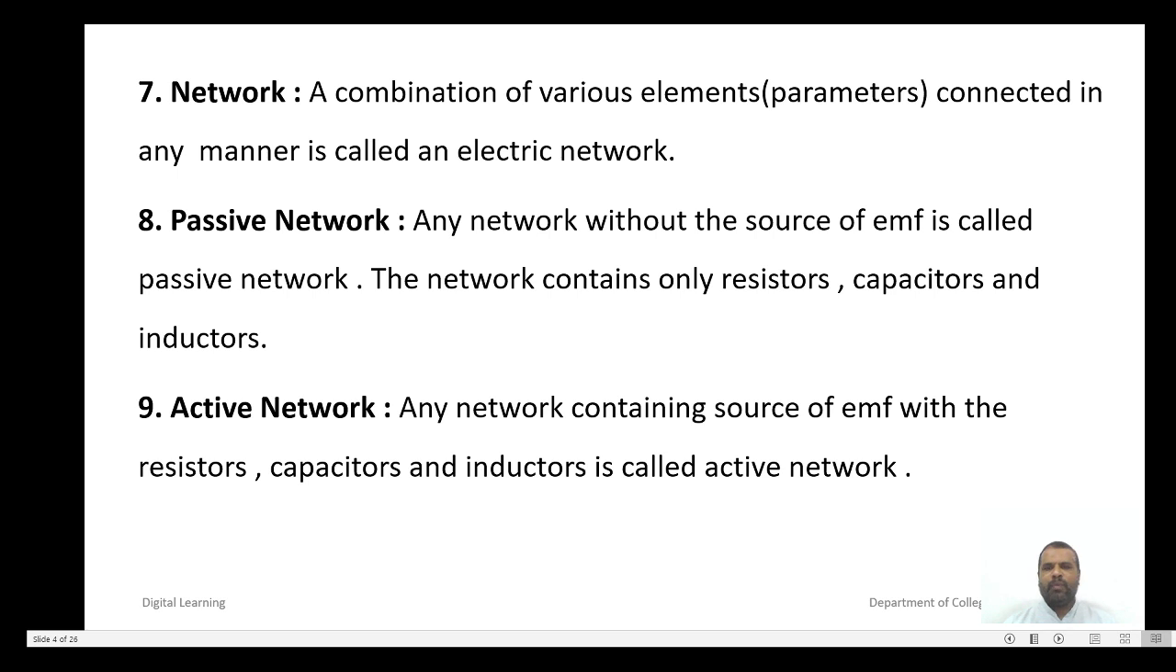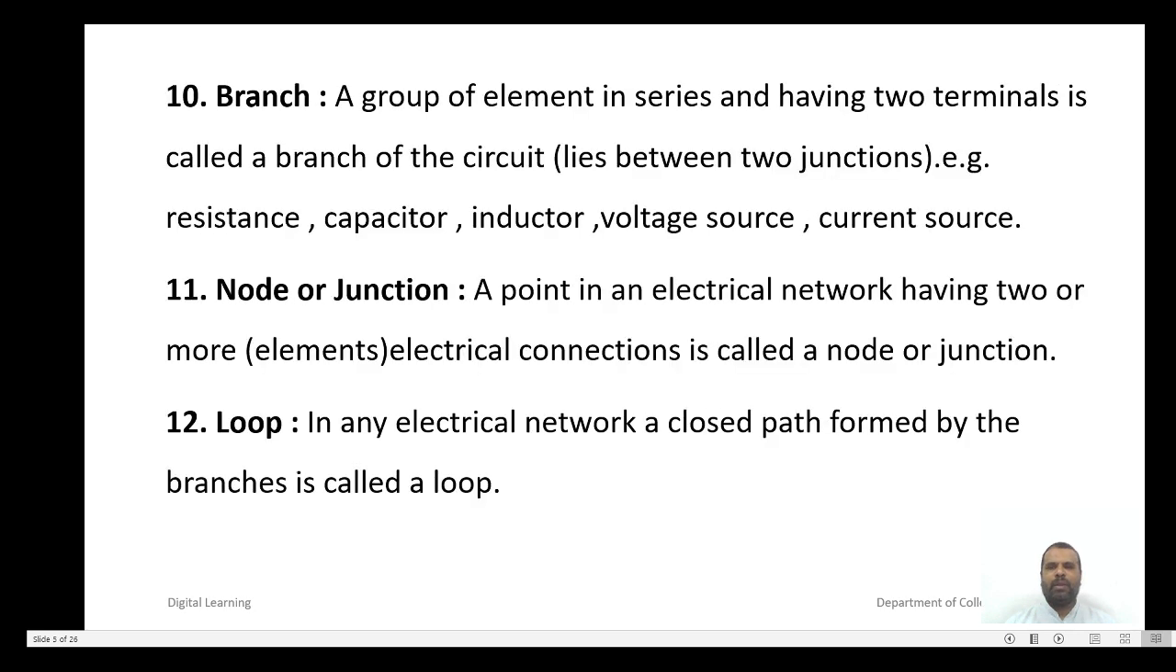Ninth one, active network. Any network containing a source of EMF with the resistors, capacitors, and inductors is called an active network. It means that the network contains the power supply as well as the resistors, capacitors, and inductors. That type of network is called an active network.